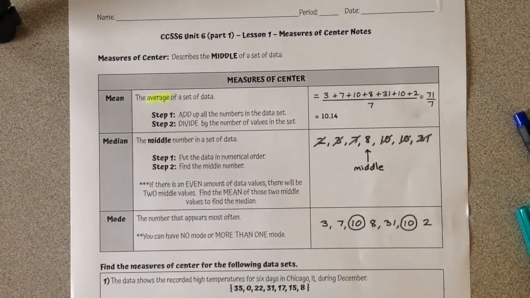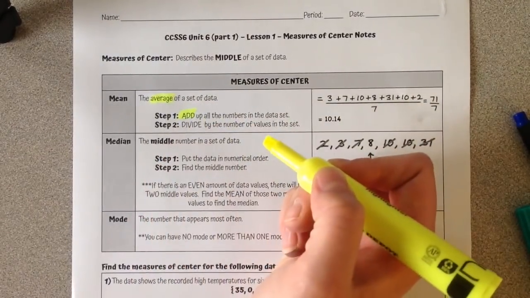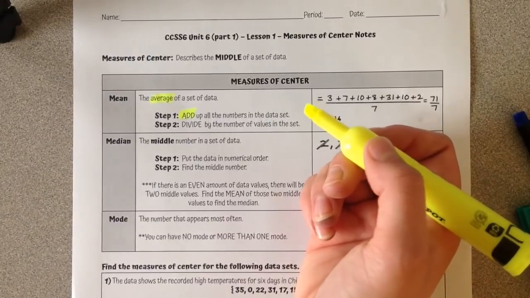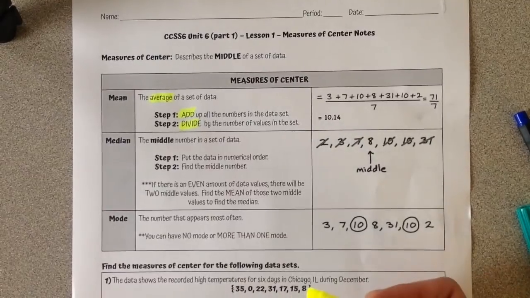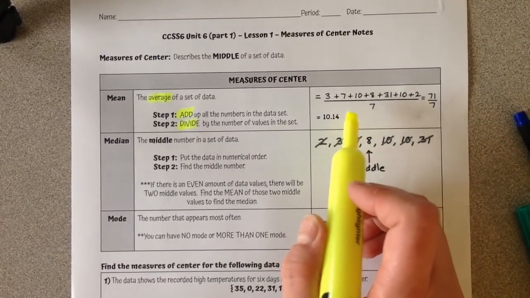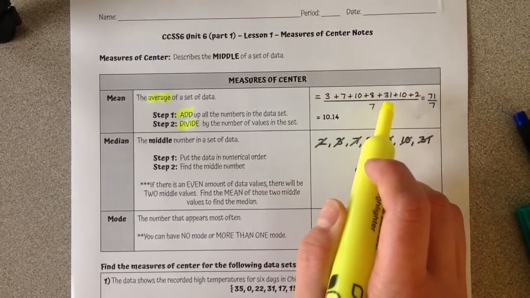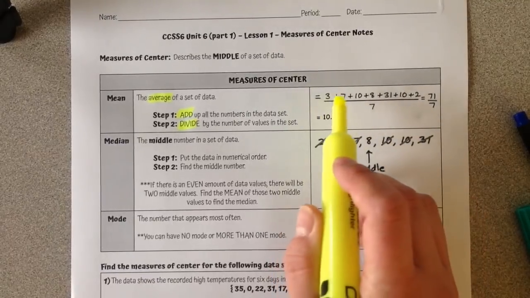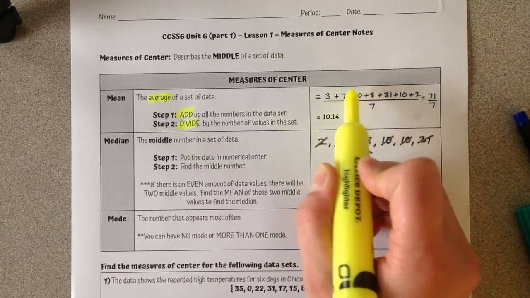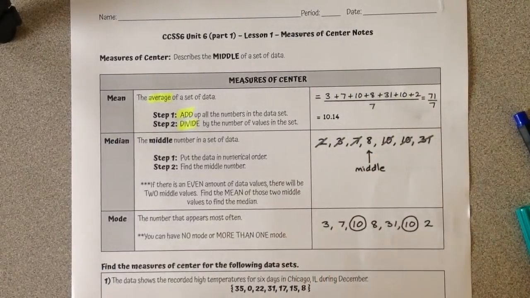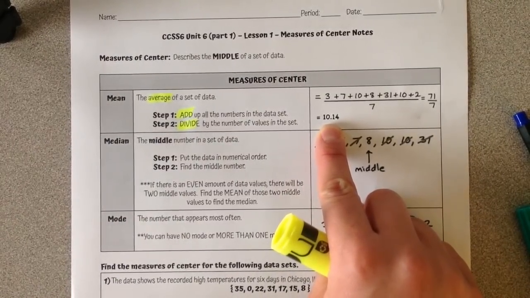The way you find the average or the mean is by first adding all the numbers in the data set to get the sum, and then you take that sum and divide it by the number of values in the set. So if you look at this example over here, if our data set had 3, 7, 10, 8, 31, 10, and 2, we would add all of those together to get 71. And then divide by 7 because there are 1, 2, 3, 4, 5, 6, 7 numbers in our data set. We get an answer of 10 and 14 hundredths.